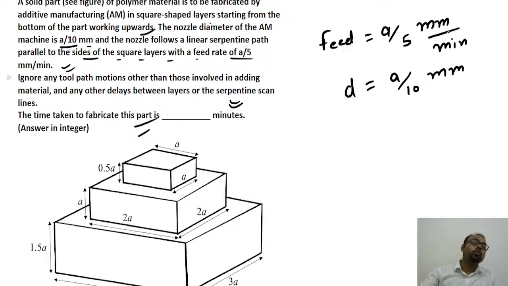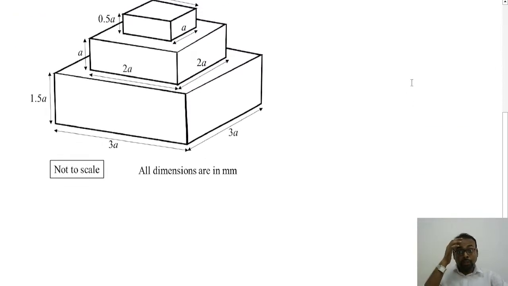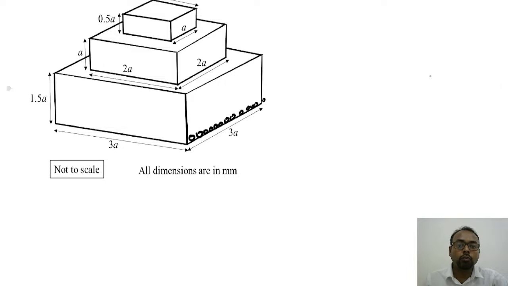So what we have to find out is the time taken to fabricate this complete product. How can we find this out? This is a very simple question. You need to just follow basic mathematics. So you see here, suppose we are starting from here. Here we are putting the material from the outlet of the nozzle, and the nozzle diameter is A by 10. So slowly the spots will be created here, and each will have a diameter of A by 10.